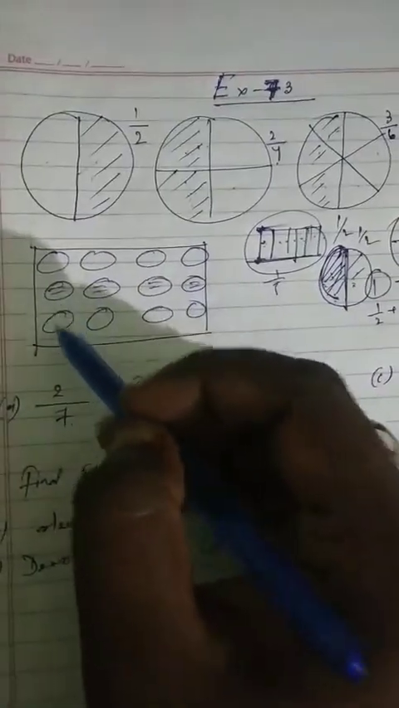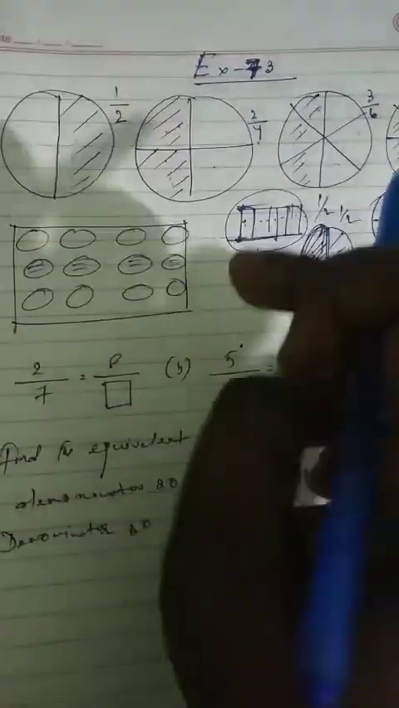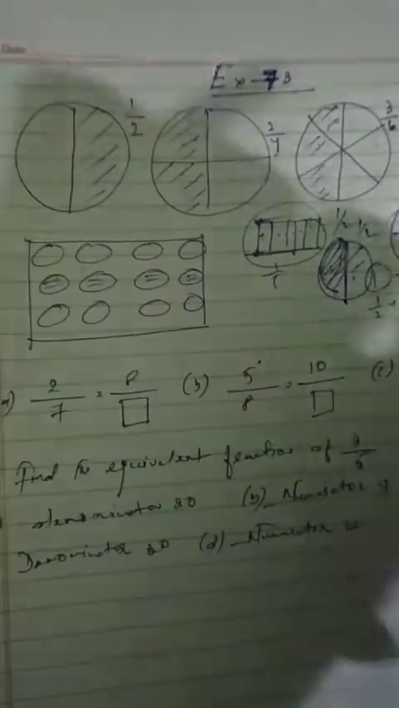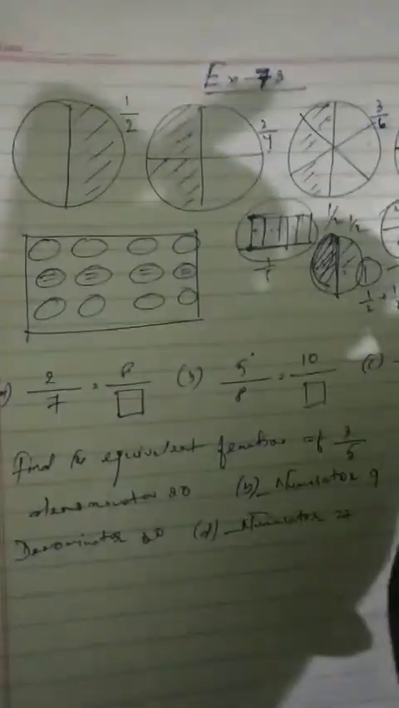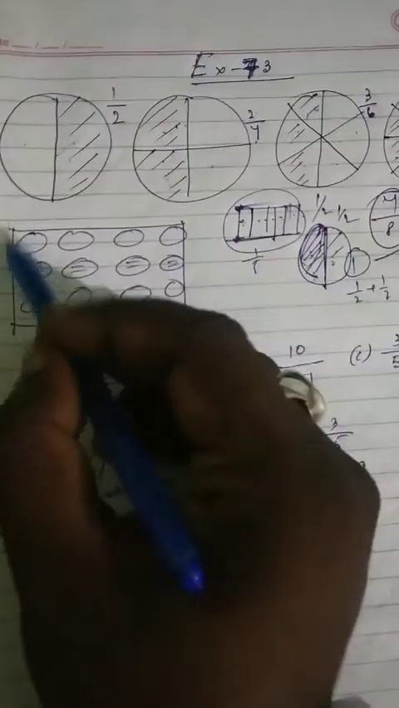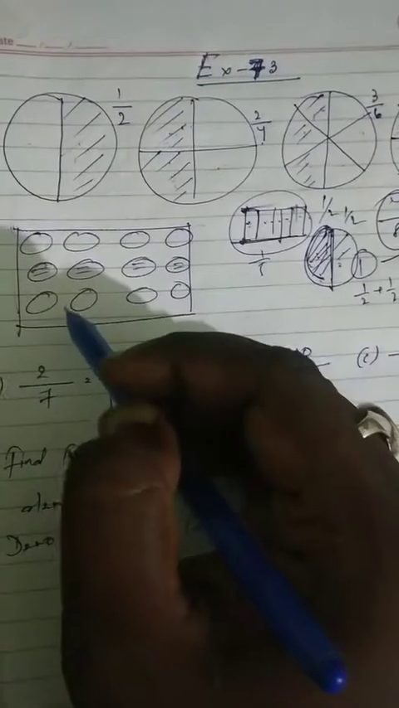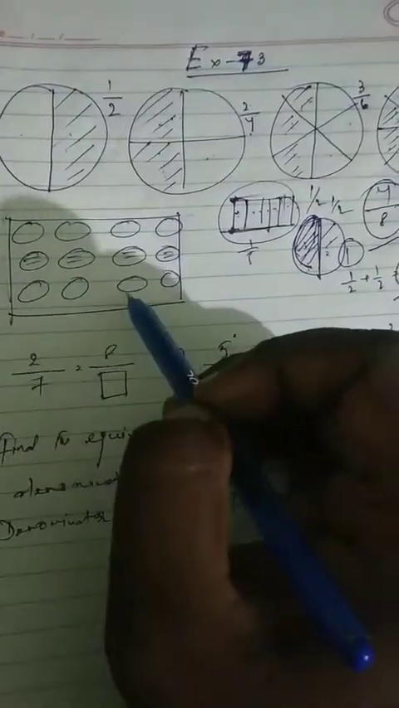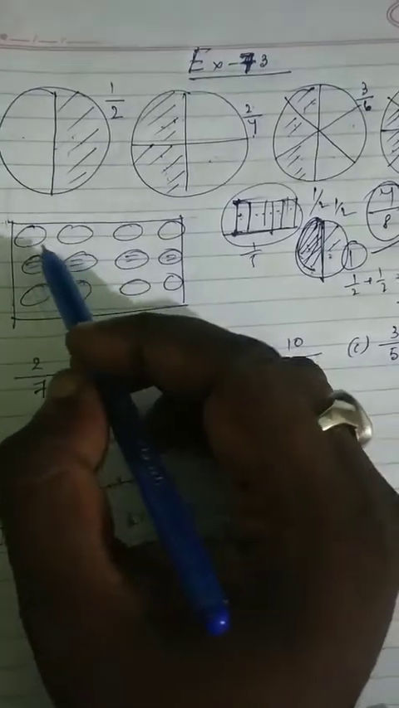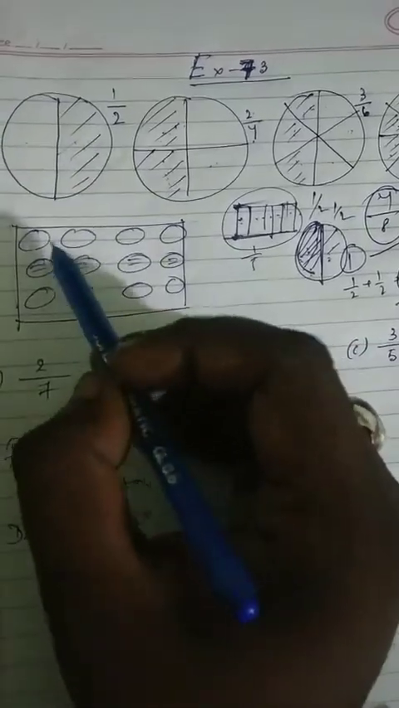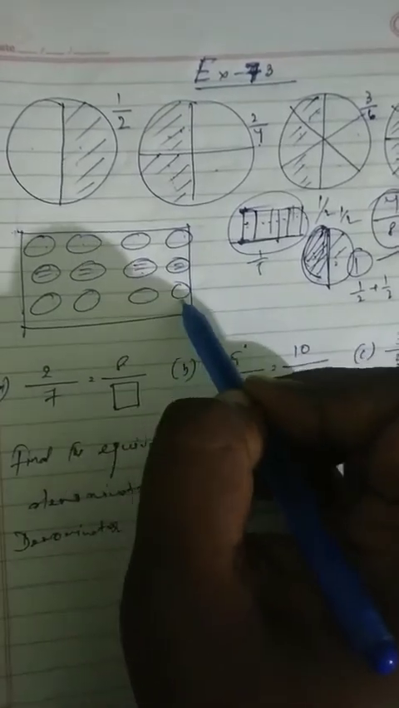Now in the next question, there are so many questions within this rectangular box. I have chosen only one question to explain, and the next similar questions are to be solved by your own. So let us talk about this particular rectangular box. There are 12 small circles lying within this rectangular box. 1, 2, 3, 4, 5, 6, 7, 8, 9, 10, 11, 12.